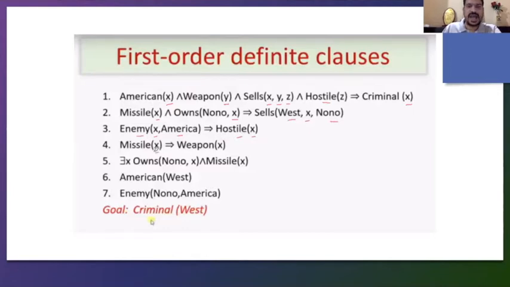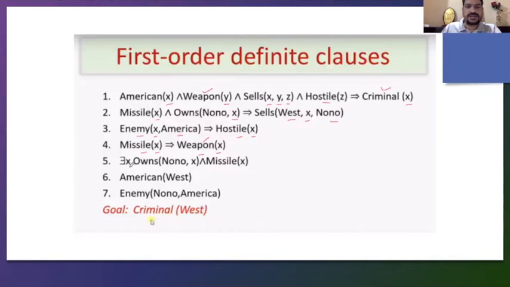Next, X is a missile implies that X is a weapon. So missile is also a weapon. We have just converted it. Why have we converted it? Because the first statement says that anyone who is selling a weapon to a hostile or enemy nation is a criminal. That's why weapon has been used here. So whenever a missile comes, we convert it into weapon to prove that he is the criminal.